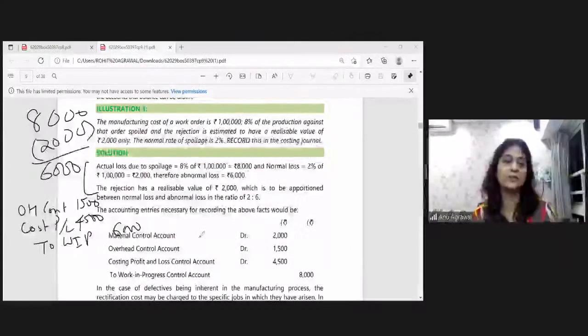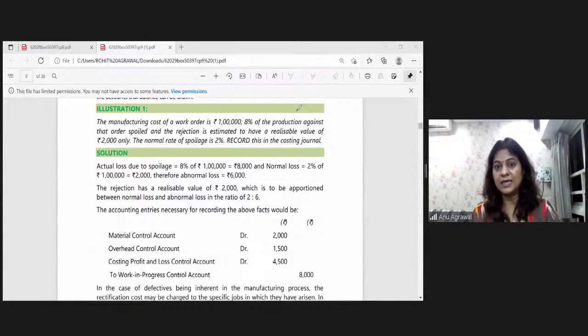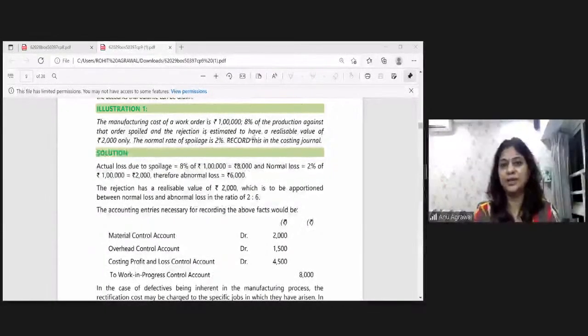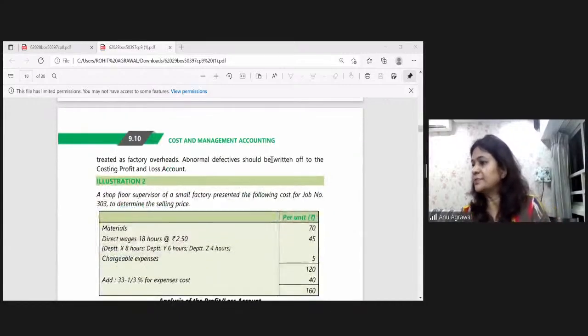I really love this part of ICAI. I don't know how many people have been able to understand the importance of this thing. This is very, very important. The Institute has tried to explain the logic behind it. It's fine.